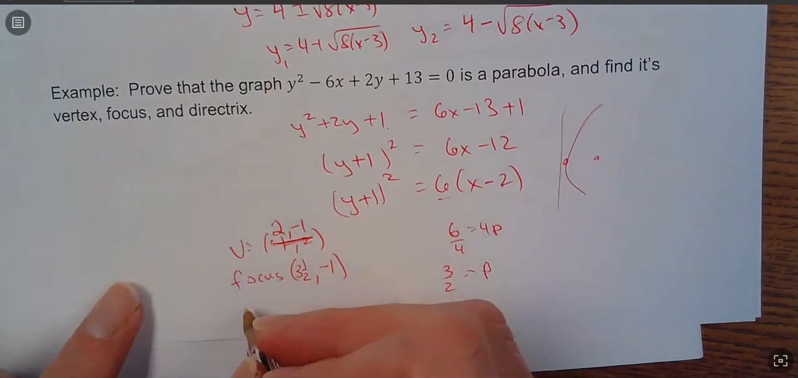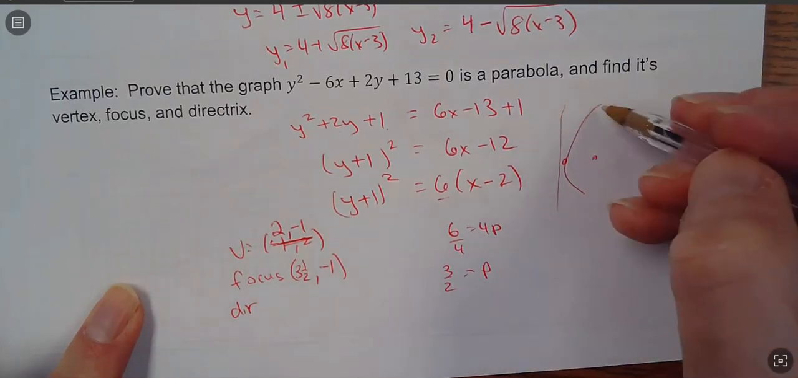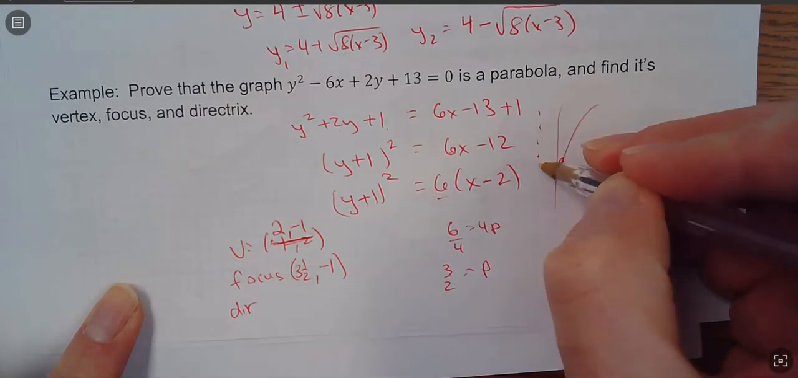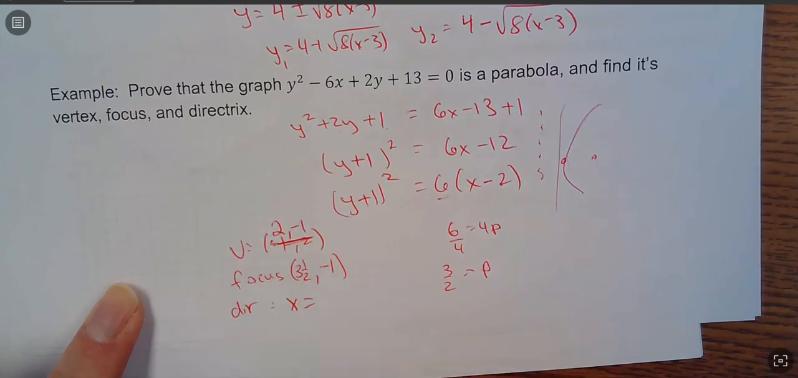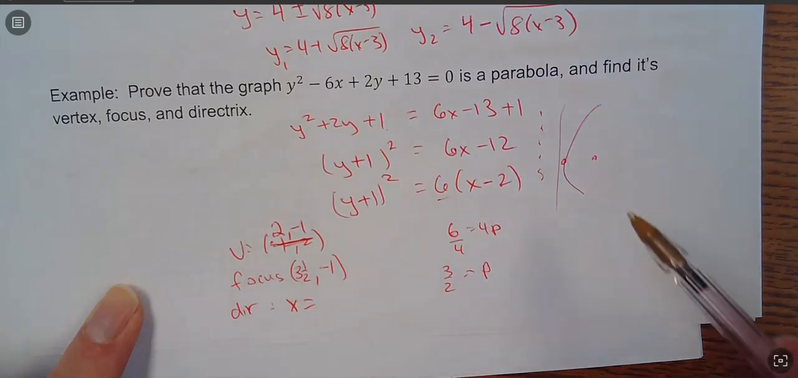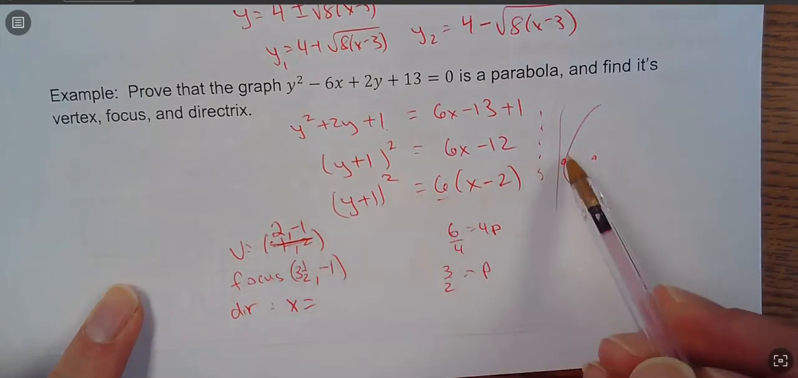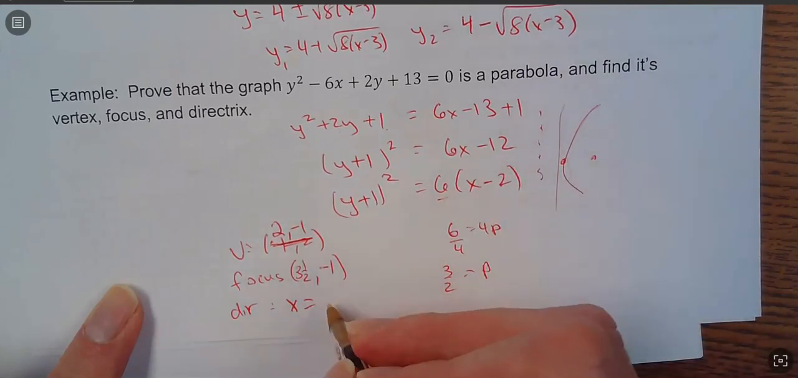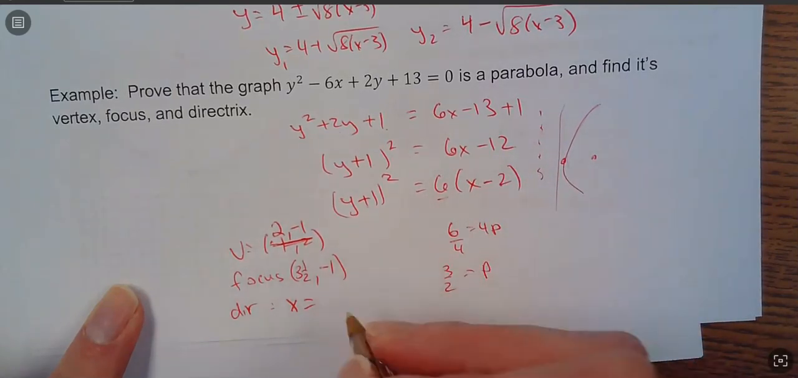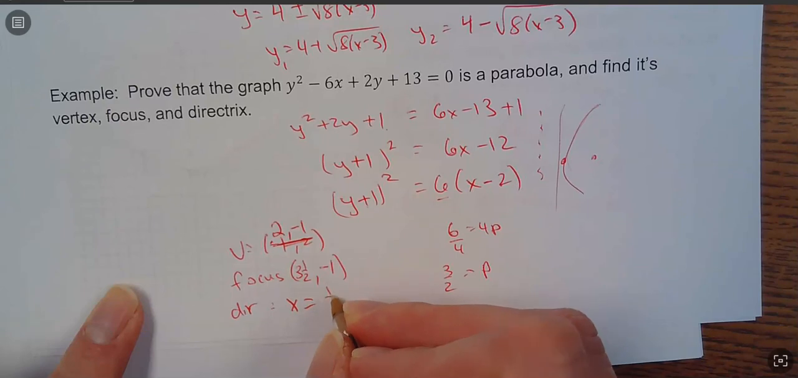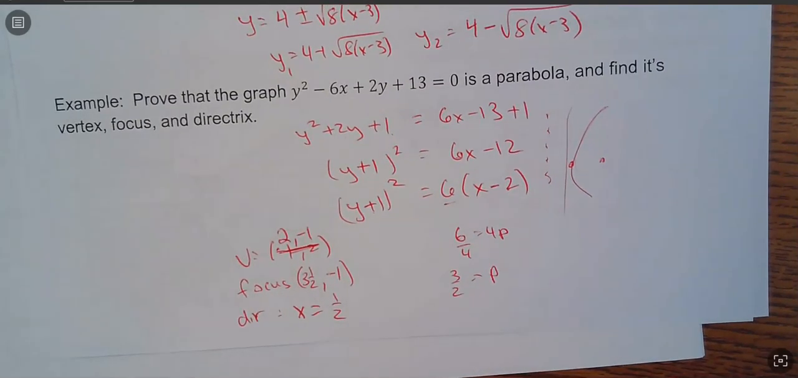And then the directrix, since this is an opening to the right, it's going to be a vertical line. So it's going to be x equals, and it's going to be to the left. So if this was at 2, it's going to be 1.5 units to the left. So that would be 1/2. Directrix would be 1/2. Okay. So just work with those formulas. The p is the important thing. If you can find p, you can find just about anything. So let me know if you have questions.